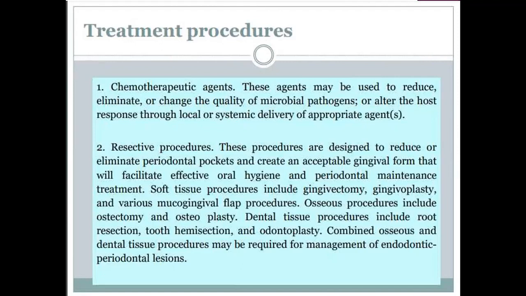Soft tissue procedures include gingivectomy, gingivoplasty, and various mucogingival flap procedures. Osseous procedures include ostectomy and osteoplasty. Dental tissue procedures include root resection, tooth hemisection, and odontoplasty. Combined osseous and soft tissue procedures may be required for management of endodontic and periodontal lesions.